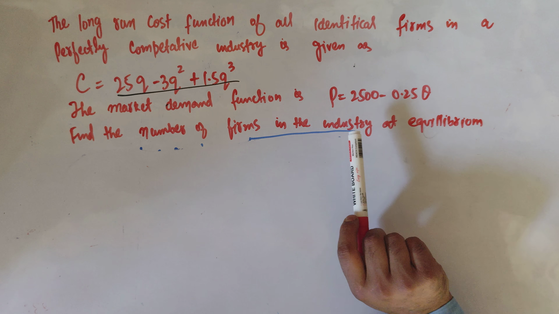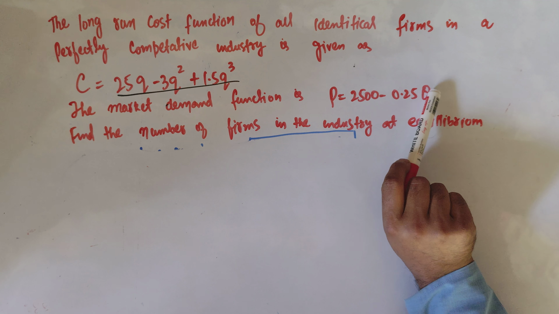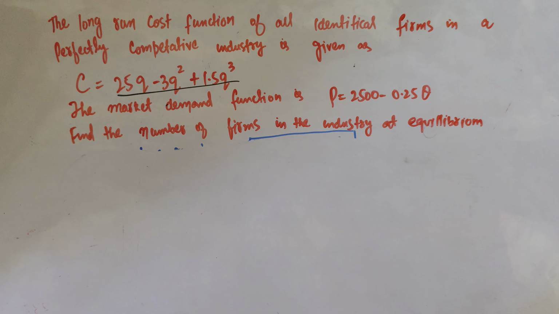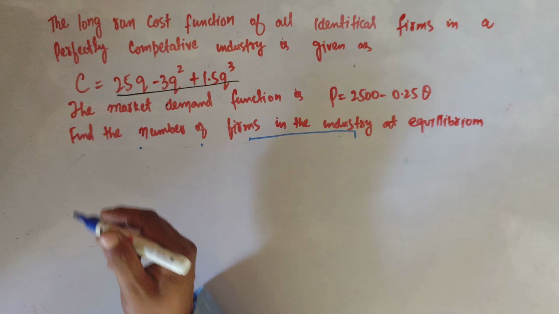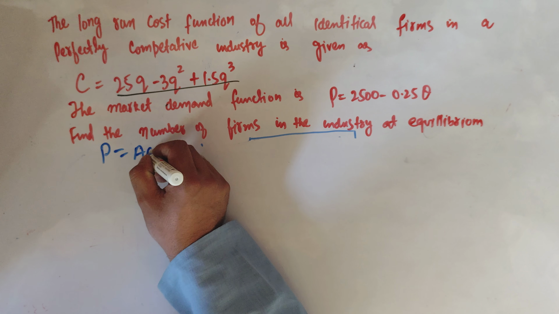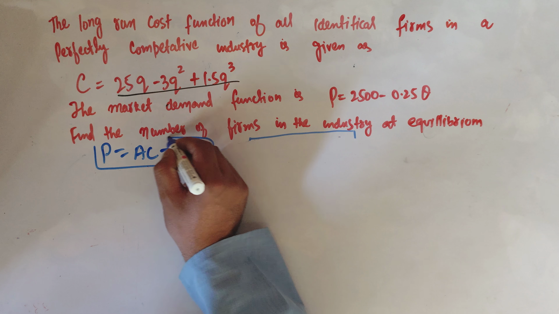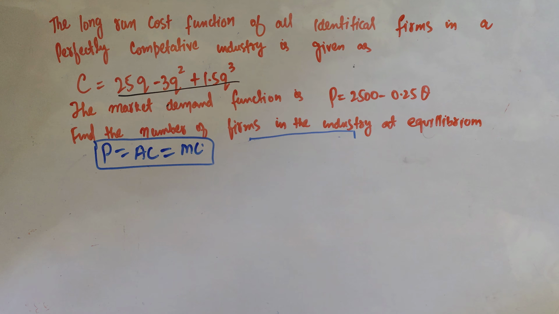The market demand function is given as P = 2500 - 0.25Q, where capital Q is the output of the total industry. We have to find out the number of firms in the industry at equilibrium. Now, what happens in the long run? In the long run, the equilibrium condition is we equate price with average cost and marginal cost. This is the long run equilibrium condition in case of perfect competition.